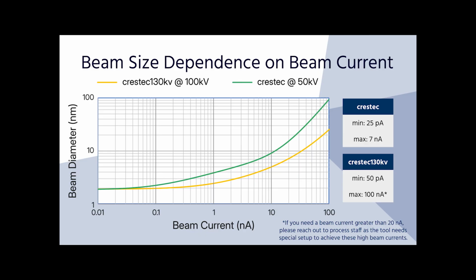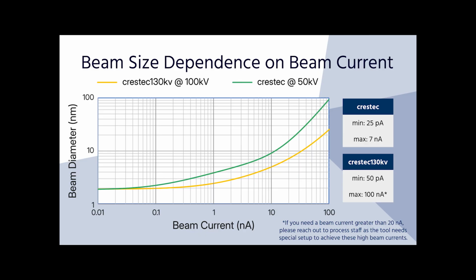So what does this mean for you? Well, it means that you won't see a significant benefit in resolution of your features by writing with a beam current below 1 nanoamp. There might be other reasons you want to choose a lower beam current, as we shall see, but resolution won't be one of them.